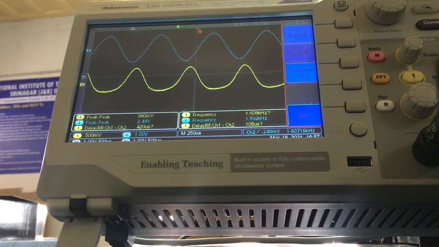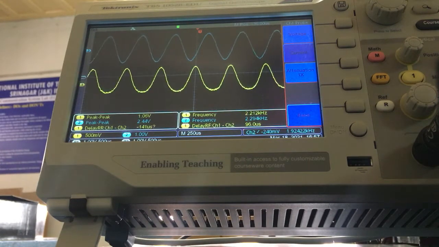There you go. The peak to peak is almost, we can keep it to 1 volt, and that can be fed to the speaker. This is our transmitted message at the transmitted frequency, right?